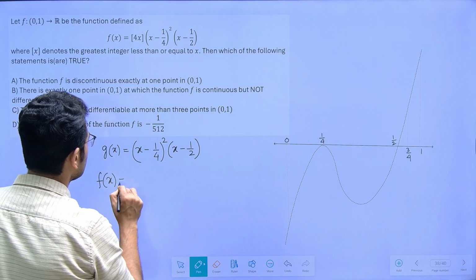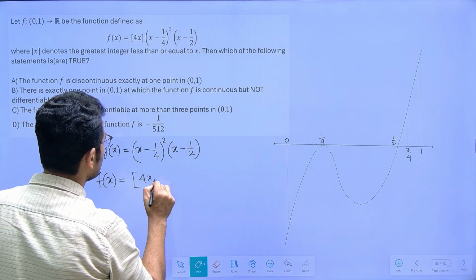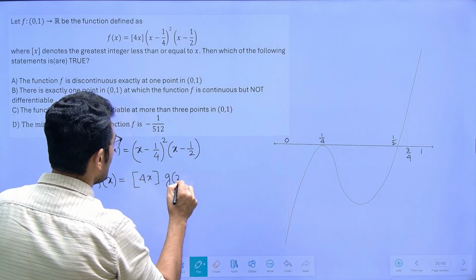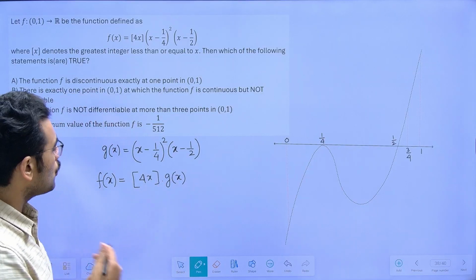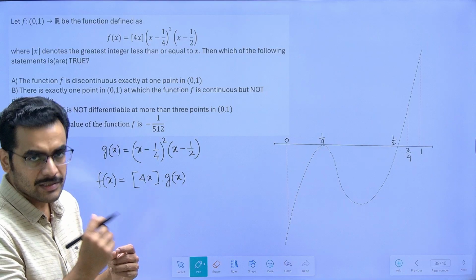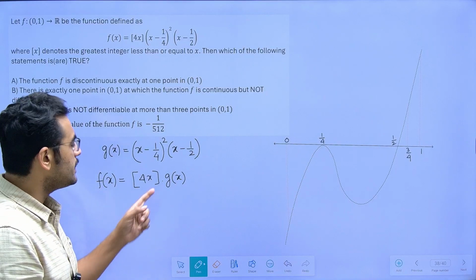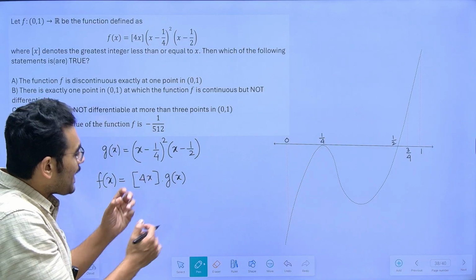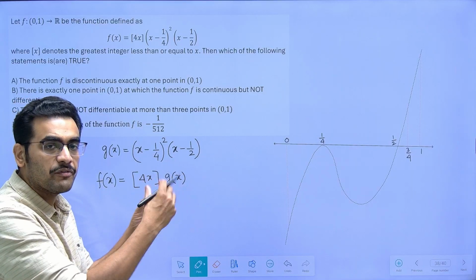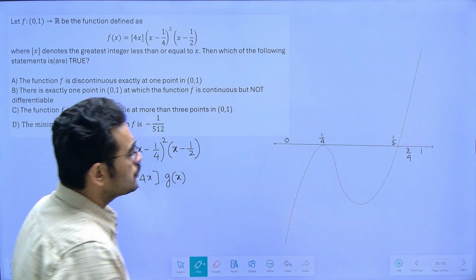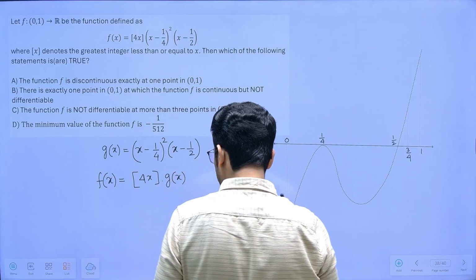f(x) is nothing but floor of 4x into g(x). As you know, floor of 4x will be an integer, different in different intervals. So I am practically multiplying the function g(x) with different integers. Okay. So let us break down from 0 to 1/4 what is happening.